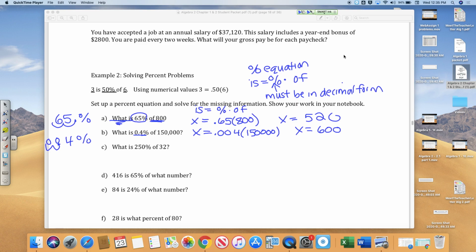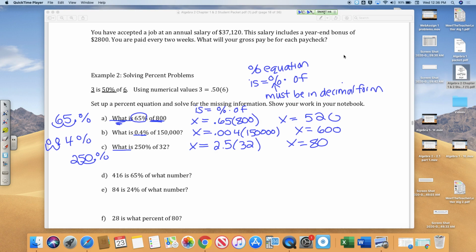Okay, let's go over letter C. We're trying to find X, 250%. So 250% has an invisible decimal point right there. We're going to move this to the left 2 spots, 1, 2, and it's going to be 2.5. Now this makes sense because every time you multiply by a percent greater than or equal to 100%, the number is going to get bigger. So when we multiply 2.5 times 32, we're going to get the answer is equal to 80, because the number is going to be bigger than it since we're looking for 250% of it, which is going to make it bigger.